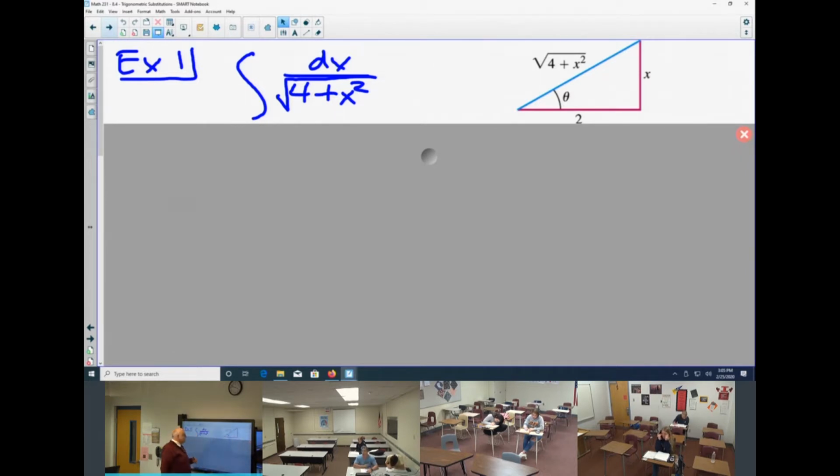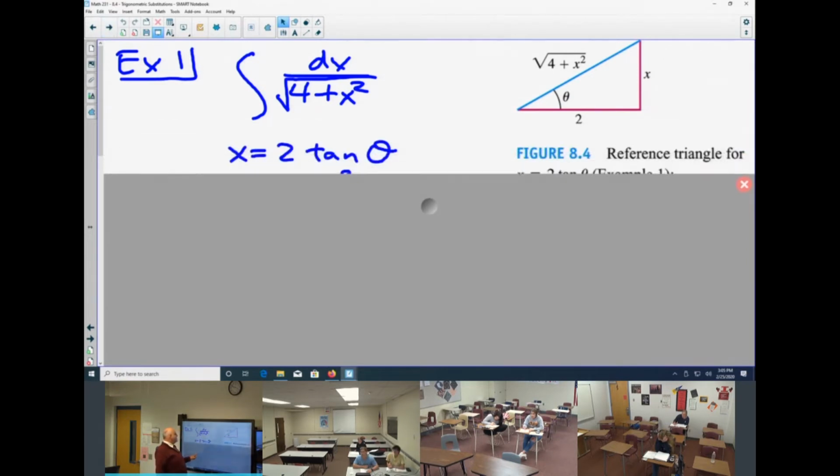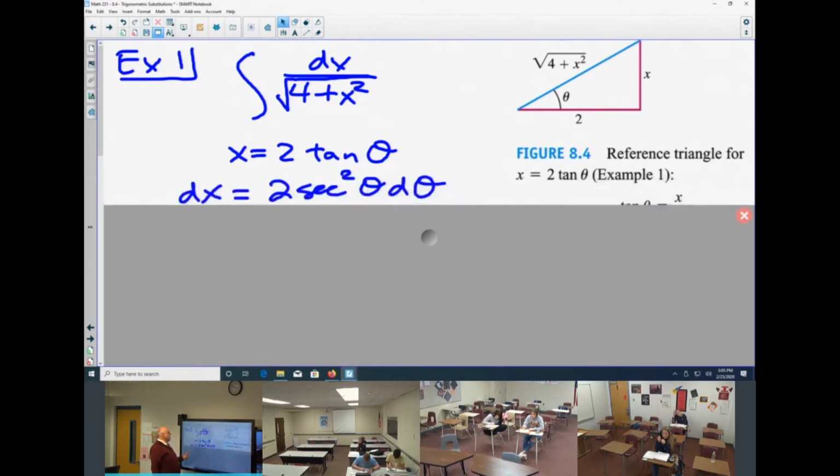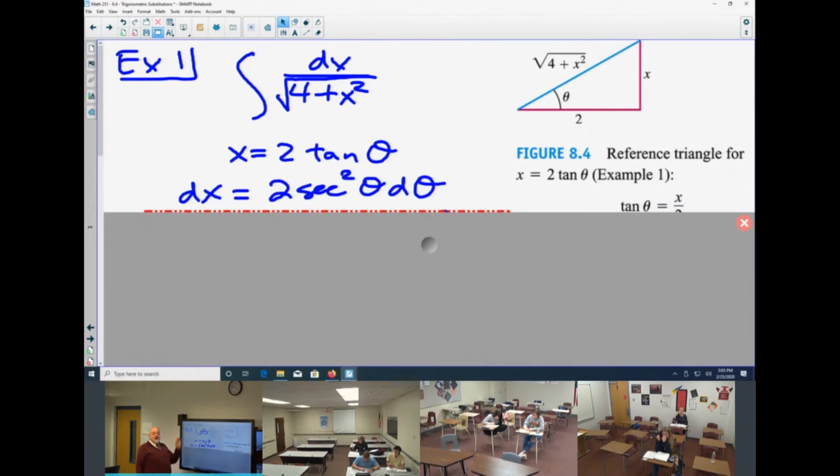Next, you're going to make the substitution x equals a tangent theta. In this case, a squared is 4, so a is 2. So x is 2 tangent theta. And this is very important: once you determine what x is in any of these, you write down what dx is. So the derivative of 2 tangent theta is 2 secant squared theta d theta.